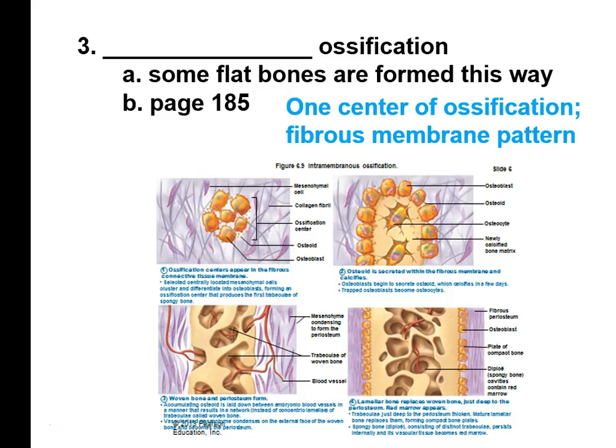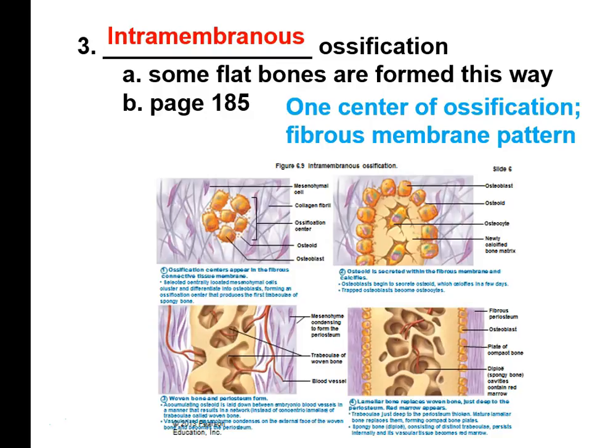So there are two types of ossification, one that forms over a membrane and one that forms over cartilage. The one that forms over a membrane is called intramembranous ossification. There is one center of ossification. Some of the flat bones are formed this way.